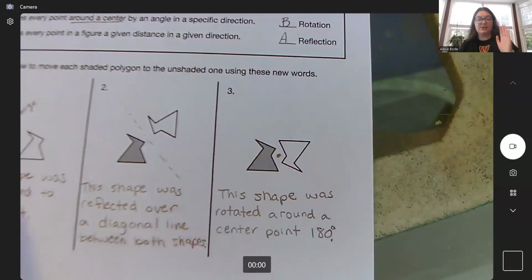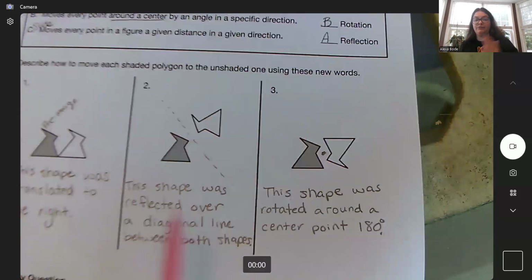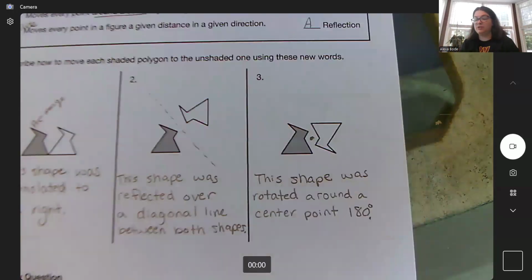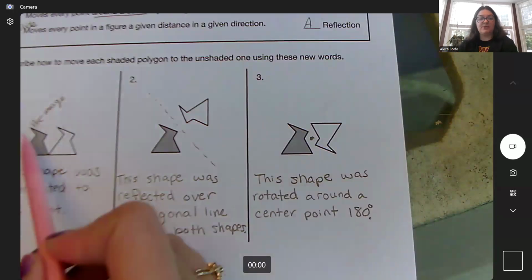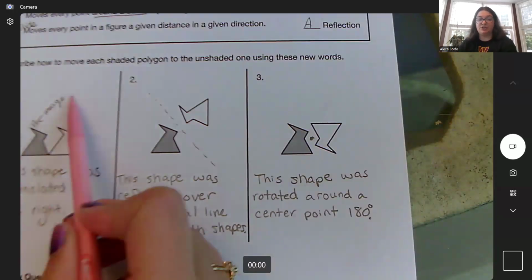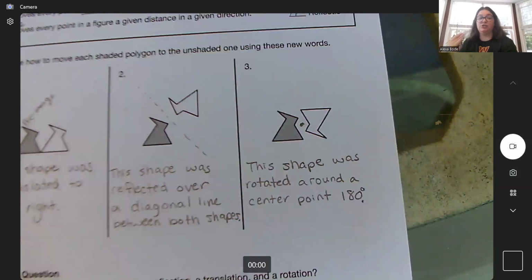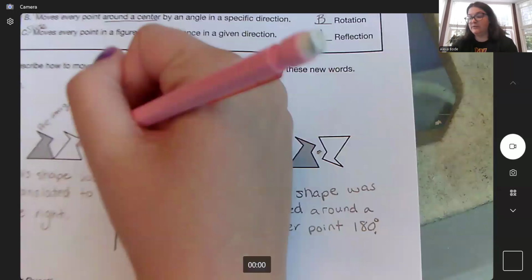So translation, it just slid over. Reflection, it has flipped. Rotation, it has turned. An additional one to remember is the pre-image is the first shape. The original shape that is being moved is your pre-image. The shape after it's moved is called your image. Okay?